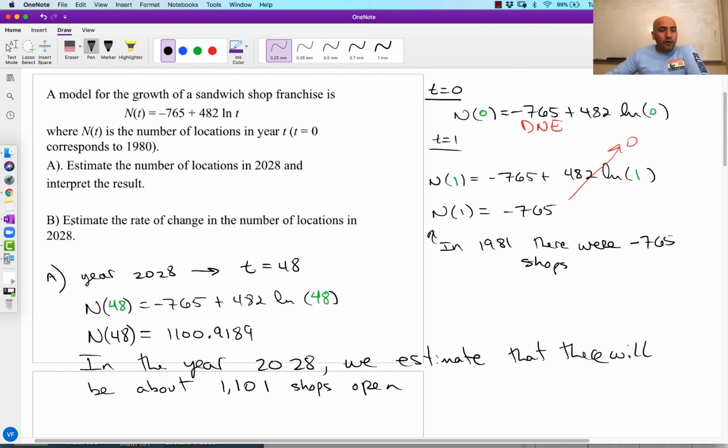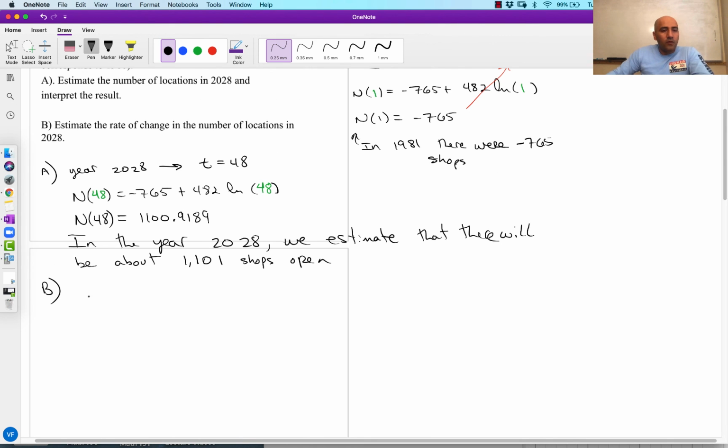Okay, and then for part B, estimate the rate of change in the number of locations. How are those changing in that year? How is the growth? What is the growth happening in that year? So we know we need a derivative. We know we're going to need the derivative.